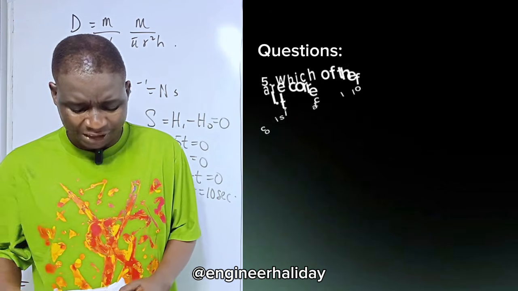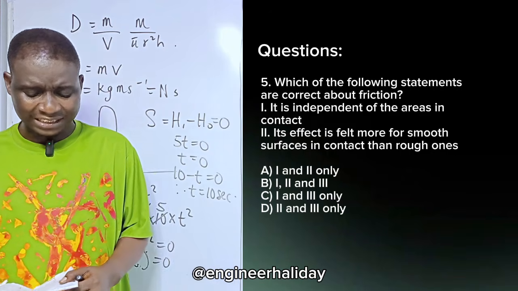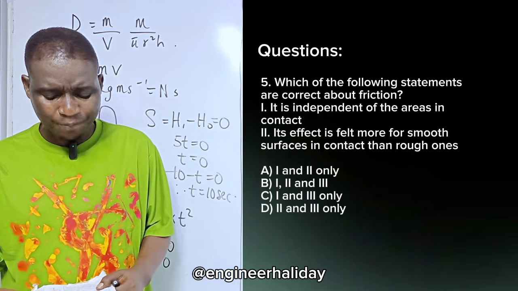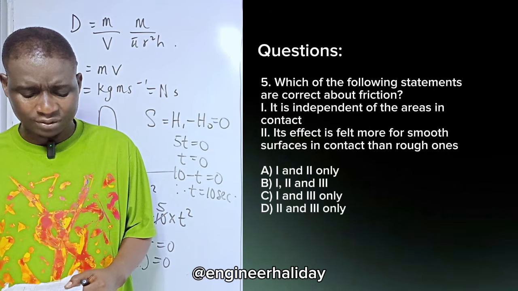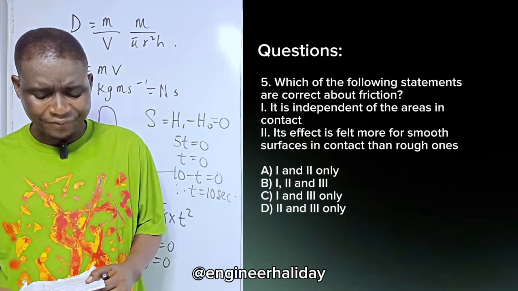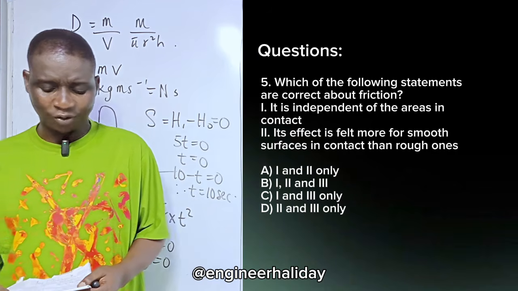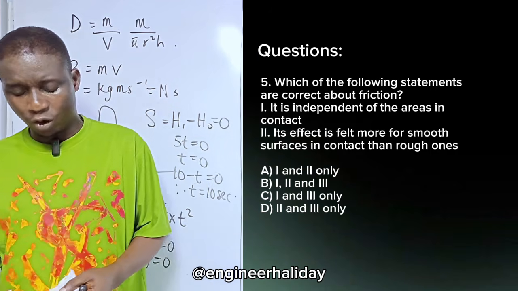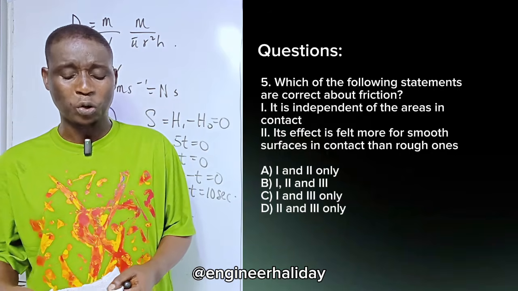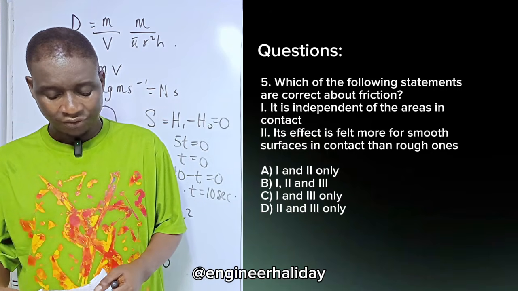Number 5 says, which of the following statements is correct about friction? Roman figure 1 says it is independent of area in contact. Yes. Roman figure 2, its effect is felt more for smooth surface in contact than rough surface. Wrong. The effect is felt more in rough surface than smooth surface. So that one is wrong.